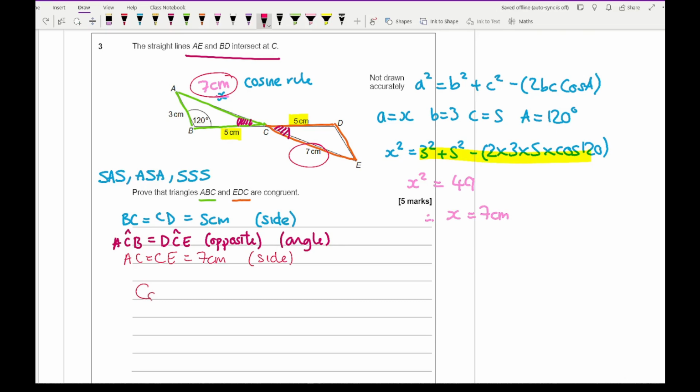So in my conclusion, I can write as SAS, triangle ABC and triangle EDC are congruent.